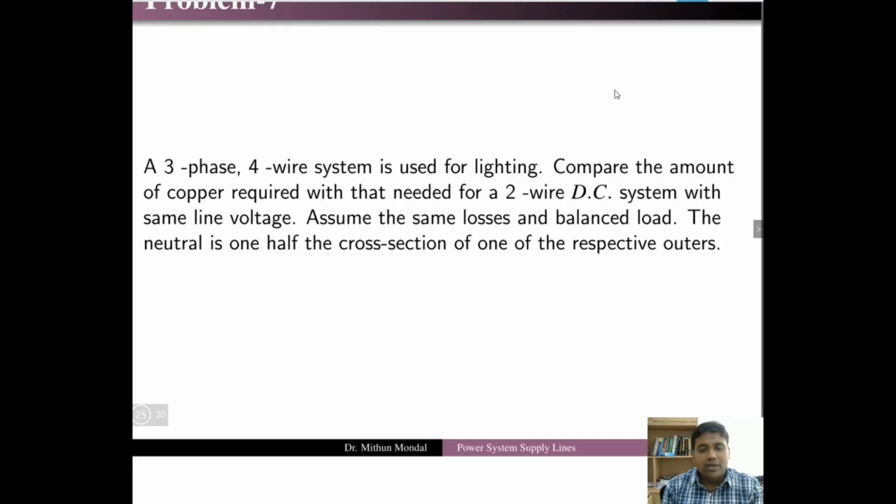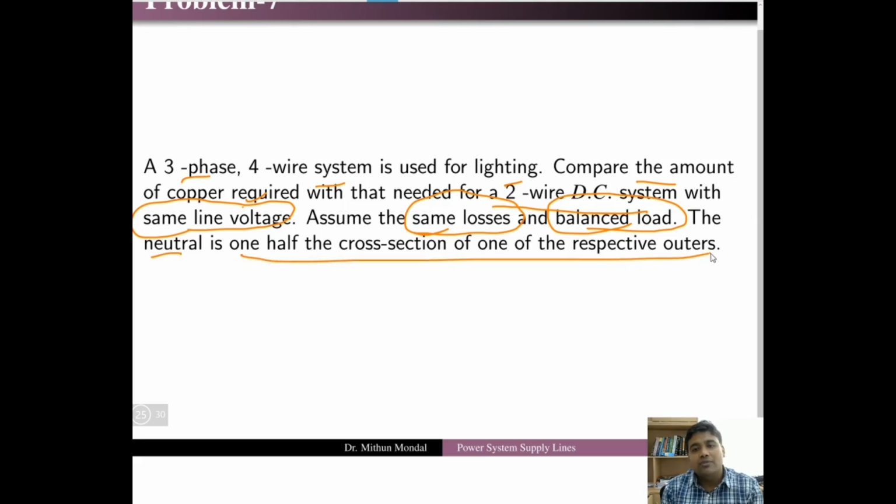The next problem that we are going to discuss is problem number 7. In problem number 7, you have a 3-phase 4-wire system which is used for lighting. Compare the amount of copper that is required for a 2-wire DC system with the same line voltage. So the line voltage has to be the same. Assume the same losses, so the losses have to be the same and the load is balanced. These are all givens, and the neutral wire is 1/2 of the cross section of the respective outers.